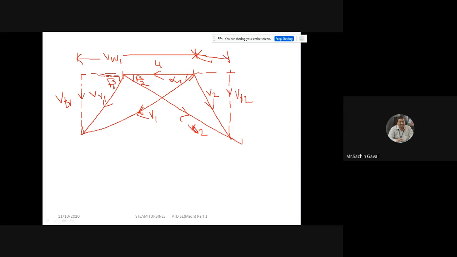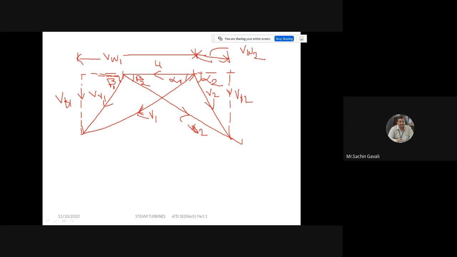I will draw it as VW2, the whirl component of steam at outlet. And whatever angle V2 makes with the horizontal is called alpha 2. It is the nozzle angle at outlet. So this is called the combination of inlet and outlet velocity triangles.